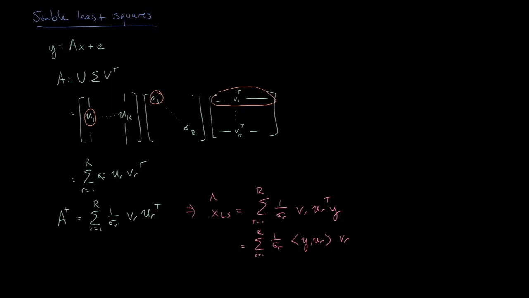But this also suggests a very simple solution to the problem, which is simply to truncate our SVD. We can just truncate this sum, leaving out any of the terms where sigma_r is too small, and so 1 over sigma_r is too big. Of course, there's going to be a bit of a balancing act in terms of how much we want to truncate, as we'll see in a little bit.